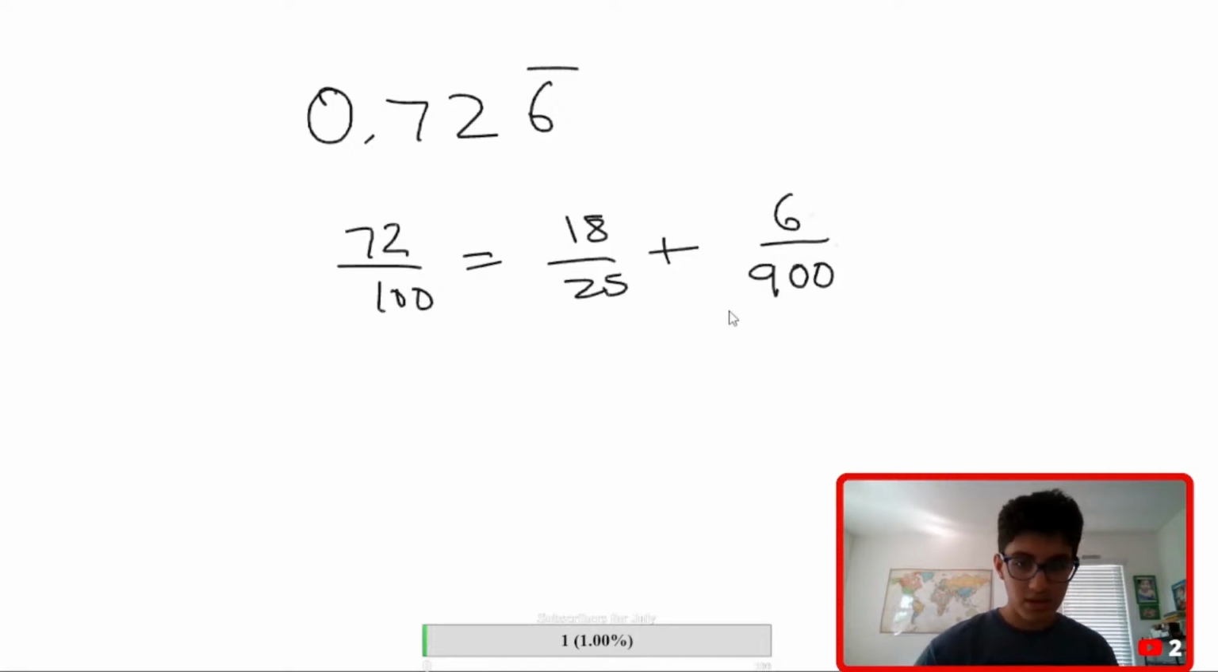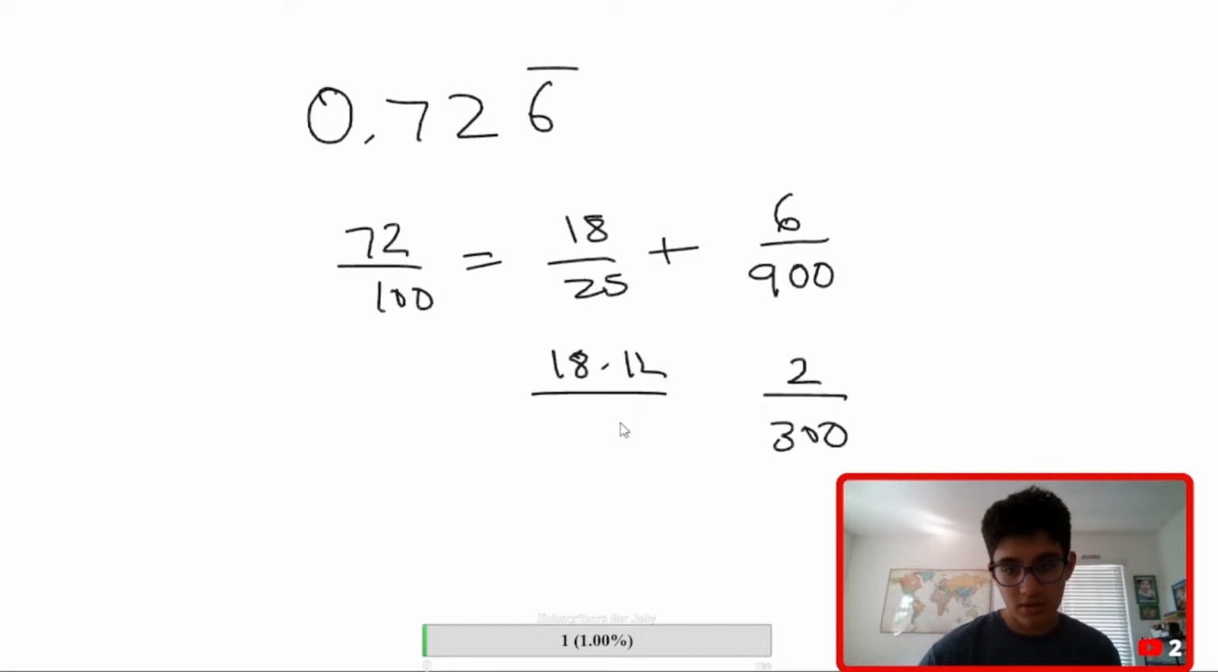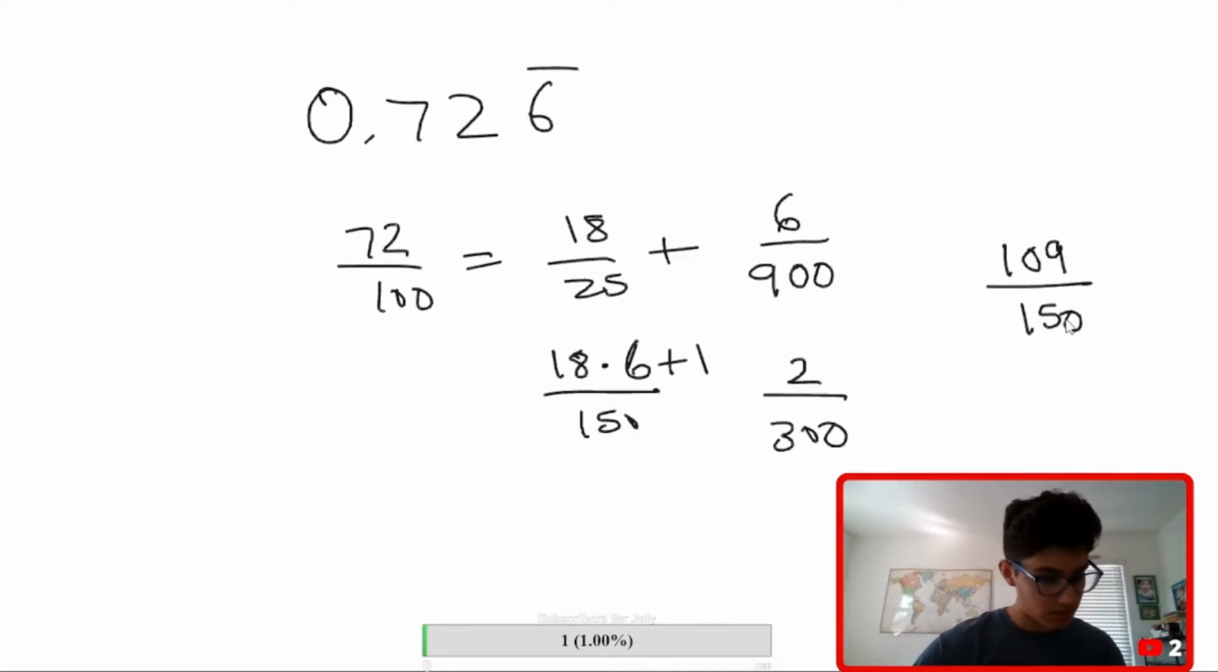Yeah, exactly. Then 6, this is, what do you say? 2 over 300. So if we multiply, we need to multiply this by 12, right, to get there. Yeah, so 18 times 12. Wait, no, 2 over 300. 18 times 6 over 150 plus 1. So 18 times 6 is 60, or wait, it's just 12. 9 times 12. So 108, 109 over 150. I think that's what it is, right?